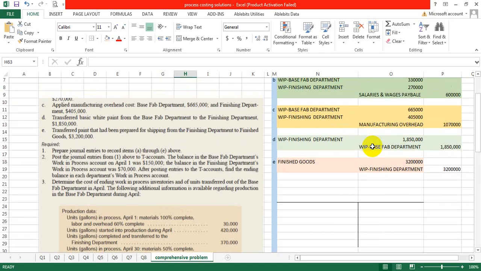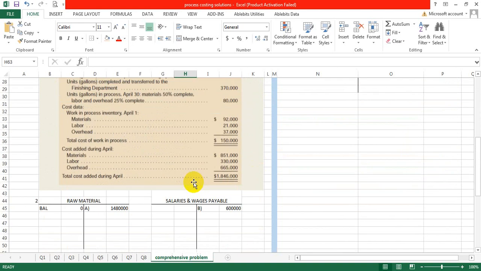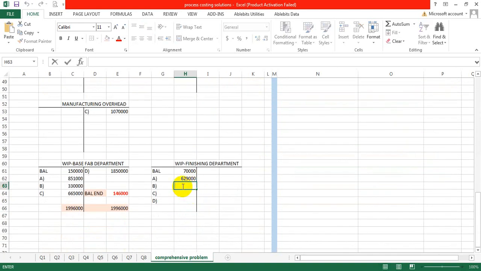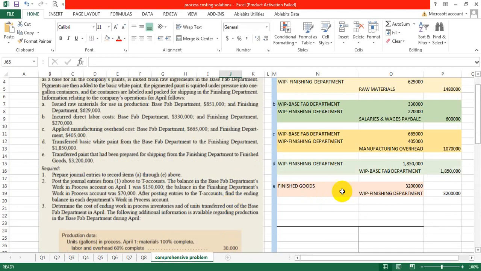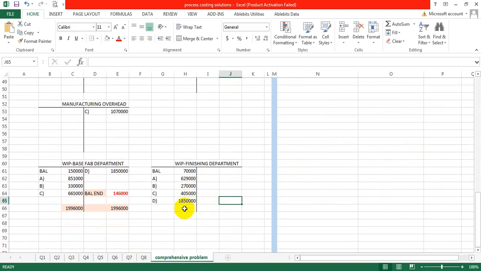How did I get this value from here? WIP finishing department, right? Finishing department 2,70,000. Okay, right here 2,70,000. In the third one 4,05,000, and in the fourth one 18,50,000. You can check here, see here, finishing department was debited 1, 2, 3, 4 times, right? So we have checked here 1, 2, 3, 4 with the same values. We have inserted the values here.